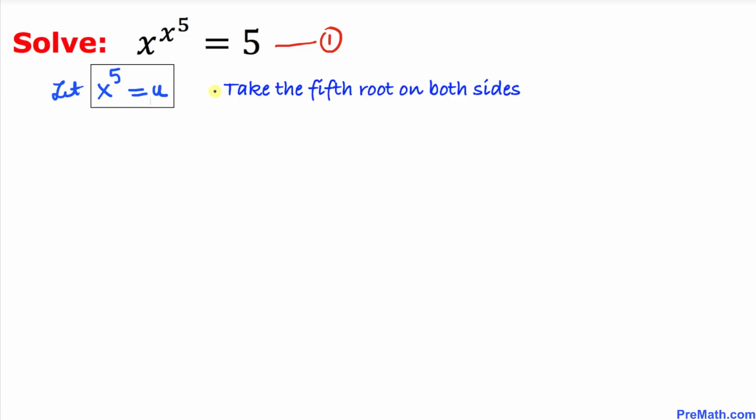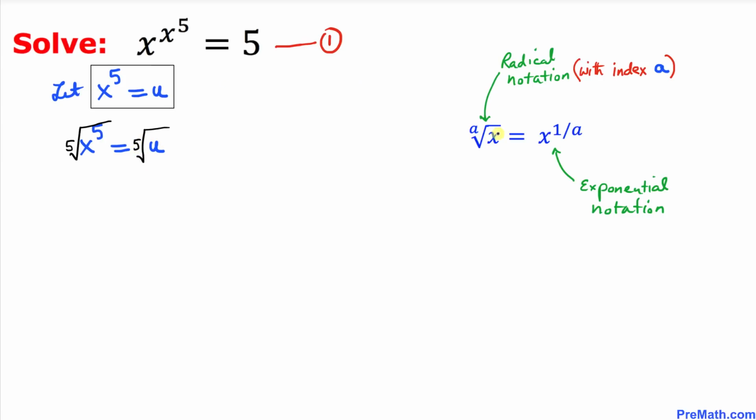And now let's take the fifth root on both sides of this equation. Here I have just copied it down once again, and let's take the fifth root on both sides. Before we go any further, let's talk about the radical notation as I have just put it down over here. And this one is our exponential notation. And this small a is called the index. Just keep that in mind.